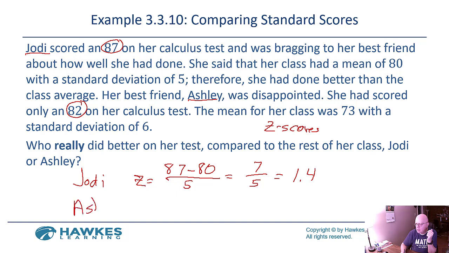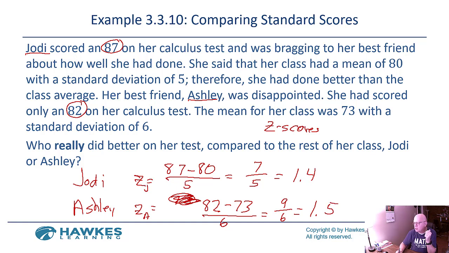Now, how about Ashley? Here's the z-score for Ashley. She scored 82, which wasn't as high as an 87. But the mean on hers was 73, and on hers the standard deviation was 6. So if we subtract those, 9 over 6, and Ashley's z-score was actually 1.5. So she did better than the average student in her class. And not only that, but comparing the classes, Ashley actually had a little bit better result than Jody did.